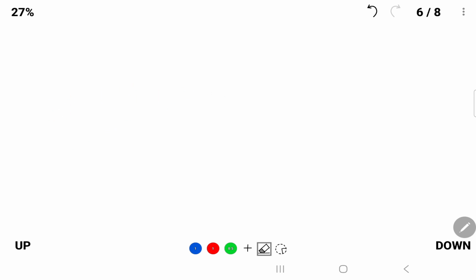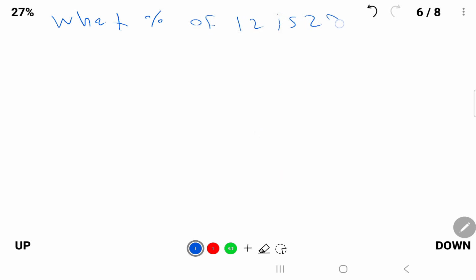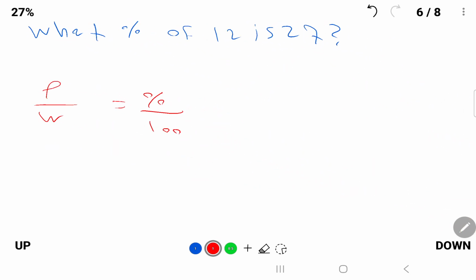Now let's say we have this question: what percent of 12 is 27? First step, we write the equation: part over whole equal percent over 100. Now part is the number associated with the word "is," so part is equal 27, and whole is the number associated with the word "of," so equal 12. Percent, we need to find, x over 100.